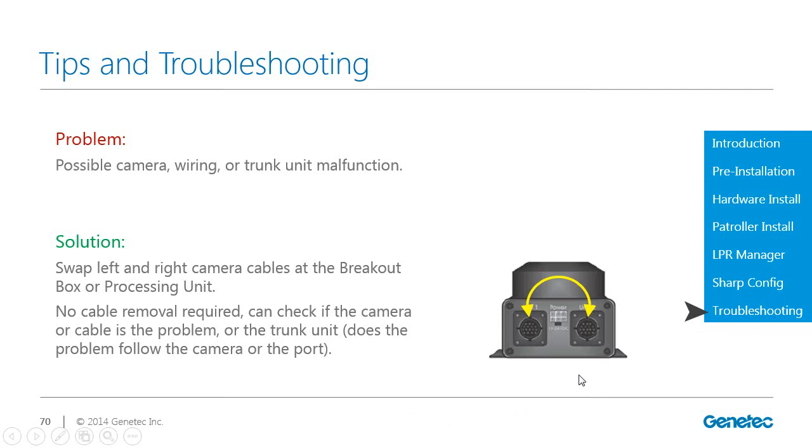So that way you can see, if you swap it, is the problem staying with the cable and the camera, or is the problem following the port? And then you can tell what part needs to be repaired or replaced, or where you can further troubleshoot from there.